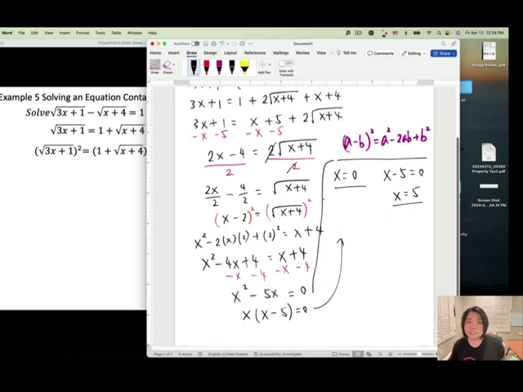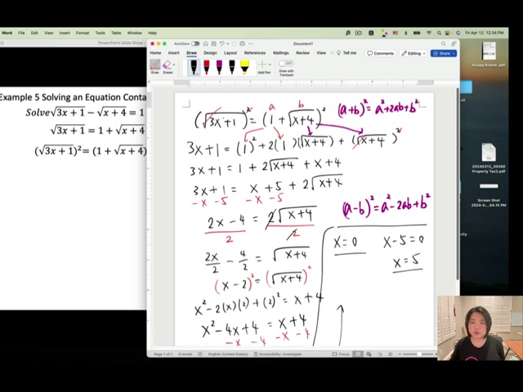Okay, not done yet. Remember, when you solve a radical equation, when the root is an even number, like the square root or fourth root or sixth root, you need to check your work. This is part of your credit. Please show it on the exam, okay?